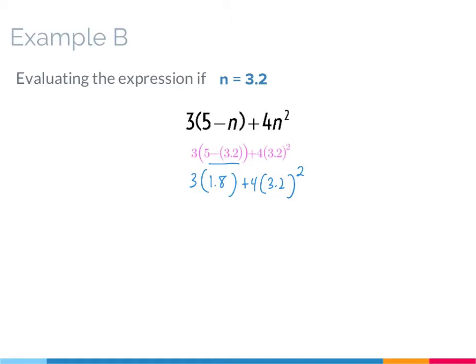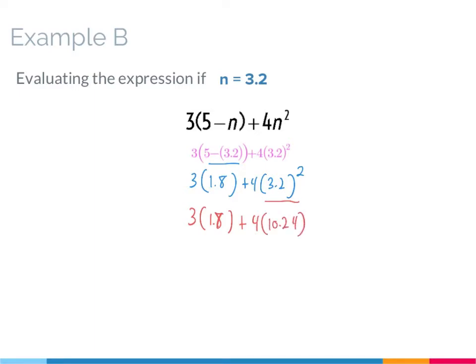So I'm going to be going with my exponents in this case. In this case, I've got 3.2 squared. So again, I'm going to be using my calculator, 3.2 times 3.2, or 3.2 with the squared button, and I end up with 10.24. So I'm going to write down everything else that I have been going along doing. So 3 times 1.8 plus 4 inside the parentheses, 10.24.